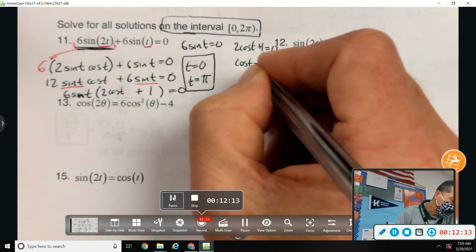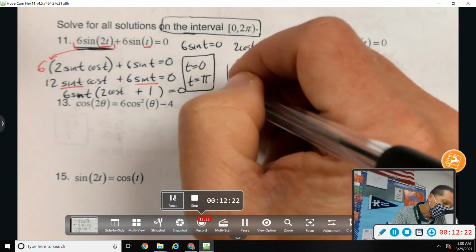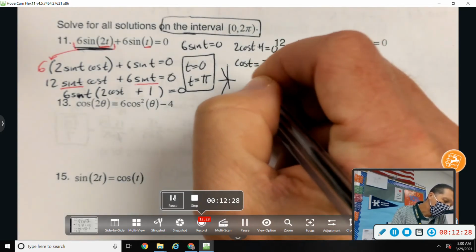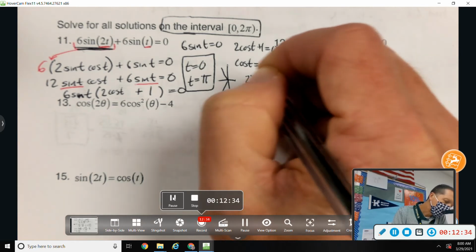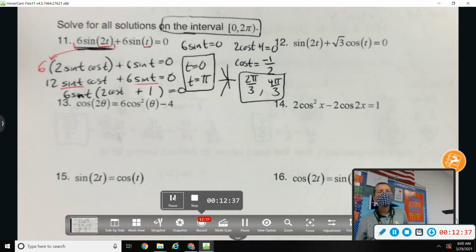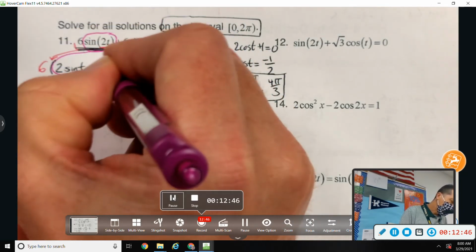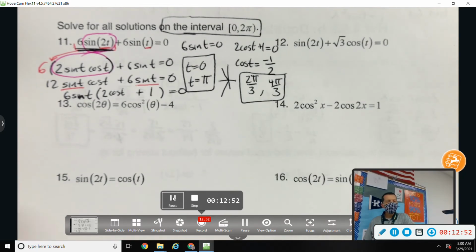The other piece takes a little bit of work. Cosine of t equals negative 1/2. I usually need a little picture to see. So that would be at the over 3's. So 2 pi over 3 and 4 pi over 3. So most of number 11 was old news. The new part was replacing sine of 2t with 2 sine t cosine t. So using one of our identities to make a swap to make the thing work.